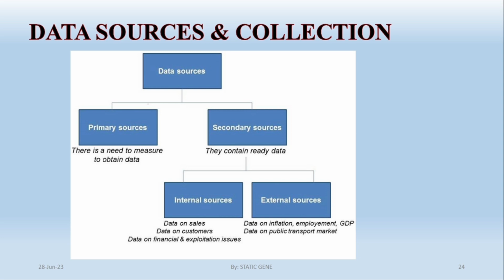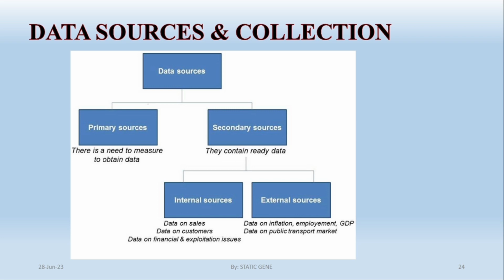Now, in a primary data source, that is where there is a need to measure or obtain data. You may have to go to the field if it's a cross-sectional study. You may have to go and set up an experiment in a lab if it's an experimental study. That is primary sources of data. But another source of data can be secondary sources of data. This is where the data set is already available. All you have to do is go and retrieve it. With the secondary data sources, you can have two other sources under it. It can either be internal sources or external sources.